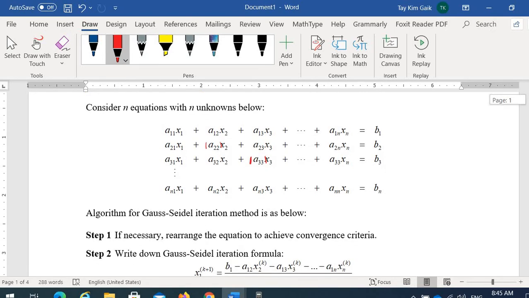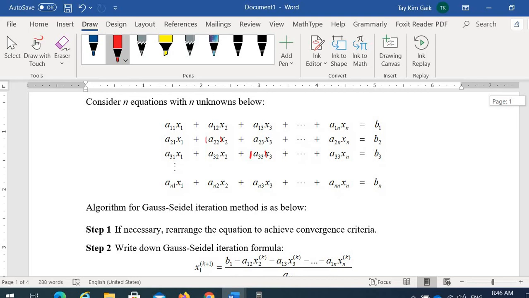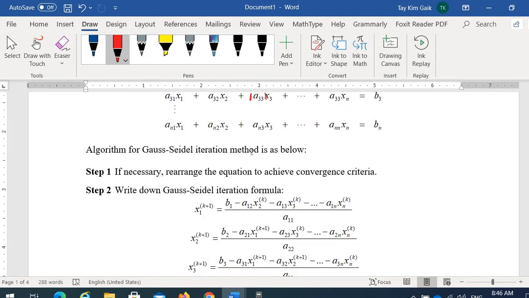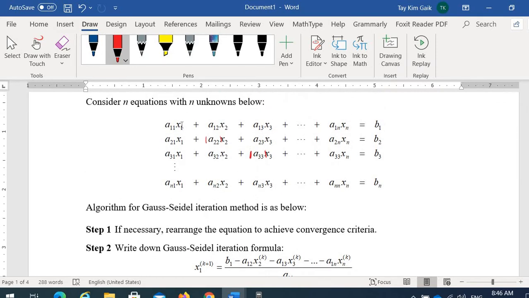If the system of linear equations cannot achieve the convergence criteria and you apply the Gauss-Seidel iterative method, it won't get a converged solution. Once it satisfies the convergence criteria, you can write down the Gauss-Seidel iterative formula. So we want to solve for x1, x2, x3, and xn, which satisfy the left side and right side equations.